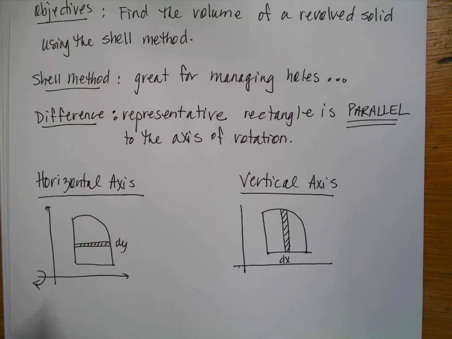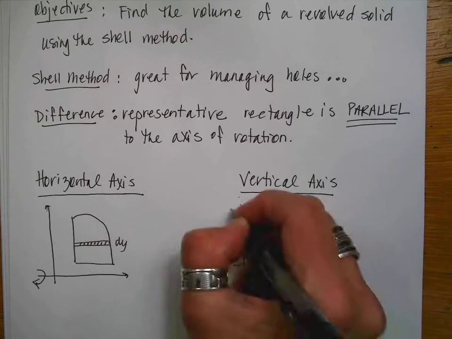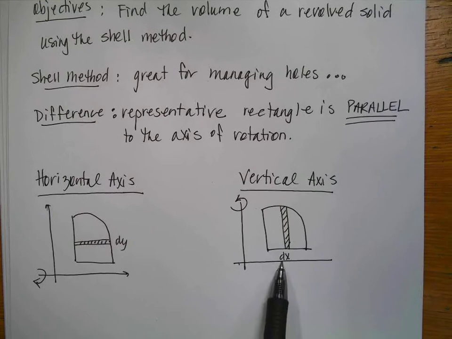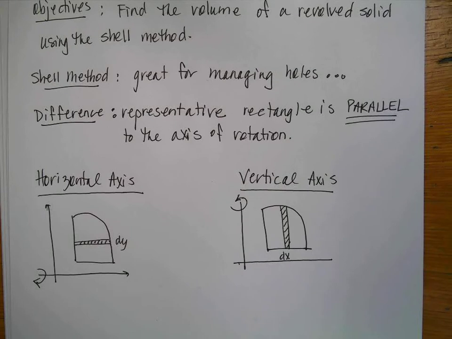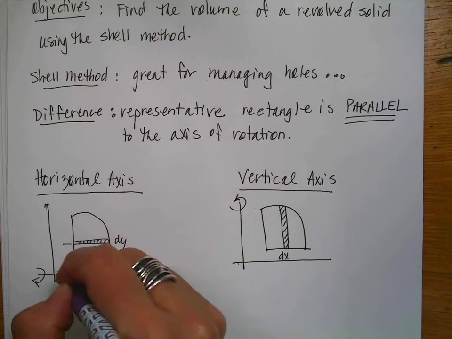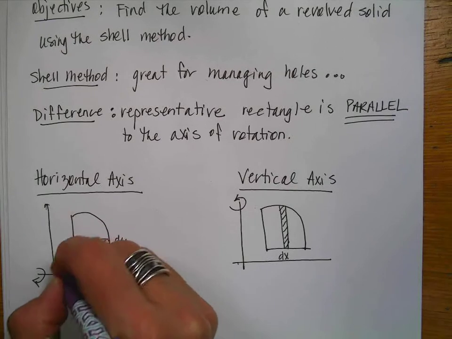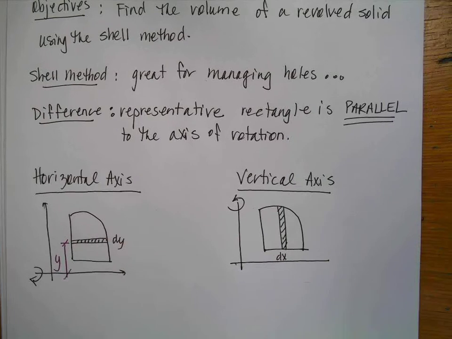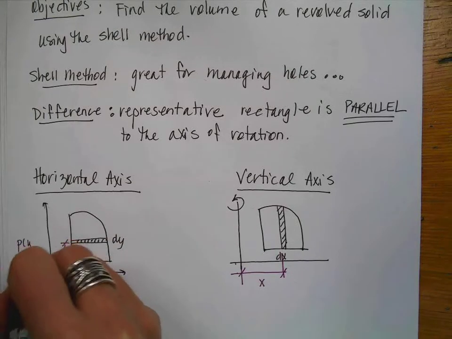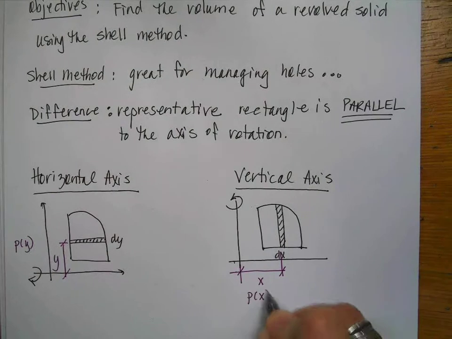So I've drawn two images. I've drawn the horizontal axis of rotation and a vertical axis of rotation. Noticing that my representative rectangles are parallel to the axis of rotation, and I've labeled my dy and my dx. So here are a couple of the differences. I'm always going to look for the distance to the axis of revolution. In this case, I'm going to call it y, and over here, I'm going to call it x, okay? And that's going to be technically p of y, and this would be p of x.